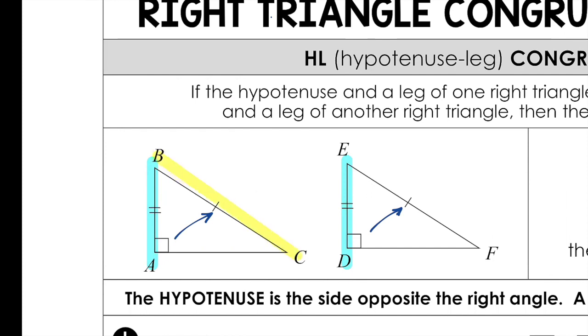BC is congruent to EF. And then those are the only 2 pieces. So how many pieces do we normally need to prove triangle congruence? 3. What's the 3rd piece here? What do y'all think the 3rd piece is? It is the right angle. It's a right triangle. That's our 3rd piece.